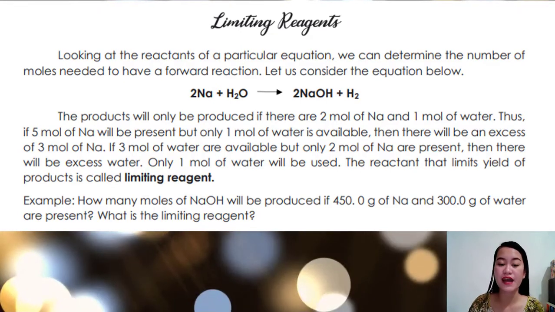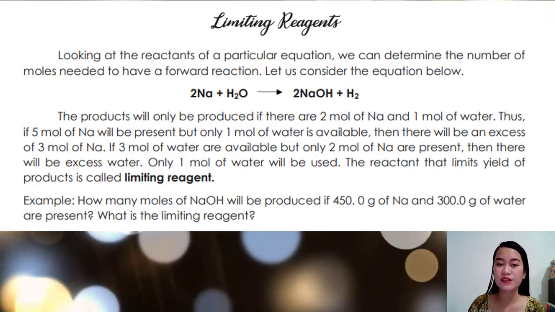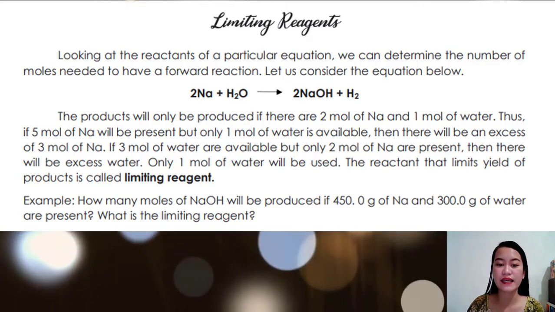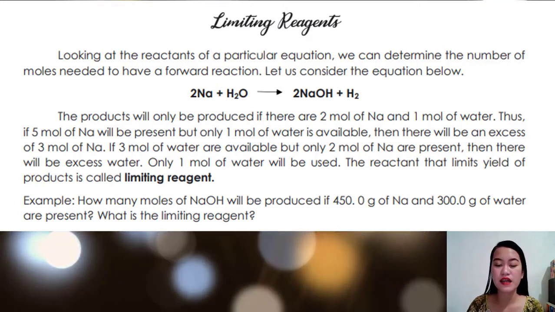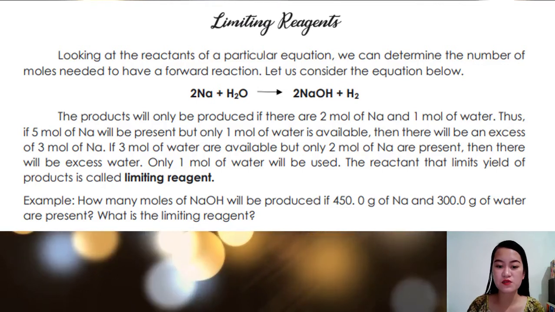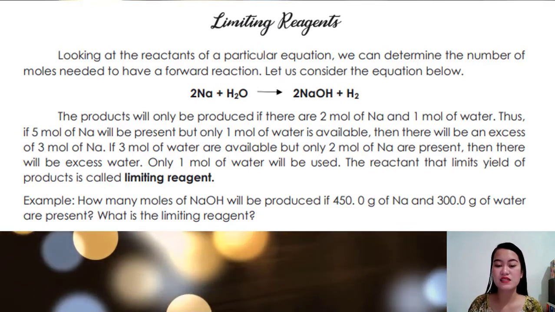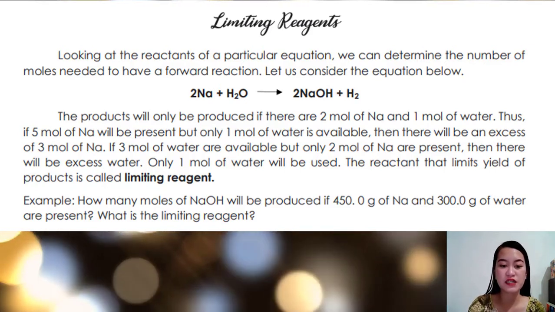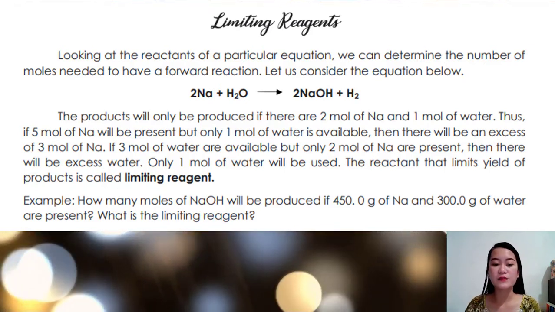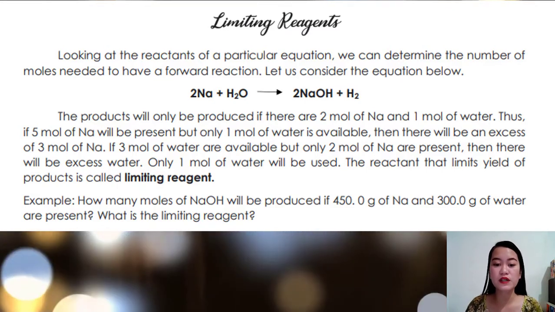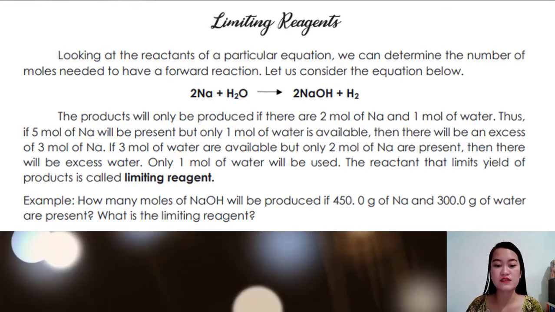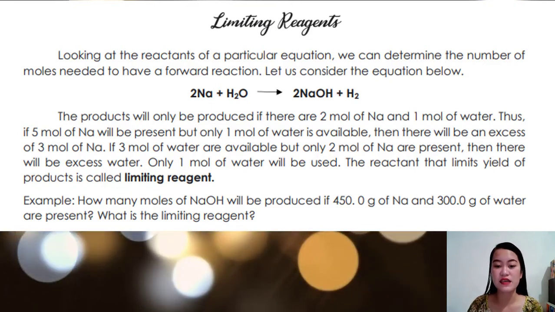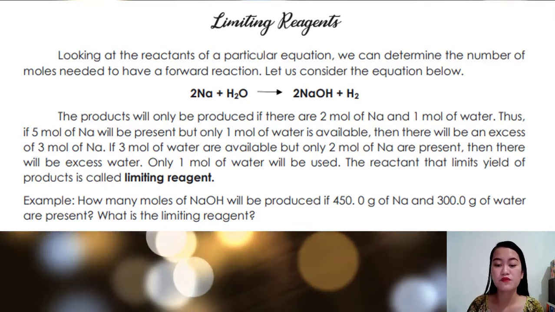Okay, so looking at the reactants of a particular equation, we can determine the number of moles needed to have a forward reaction. Let us consider the equation below. So we have the equation class, we have 2Na plus H2O, and our products are 2NaOH plus H2. We have a coefficient of 2 here for Na, and the products will only be produced if there are 2 moles of Na, and 1 mole of water.